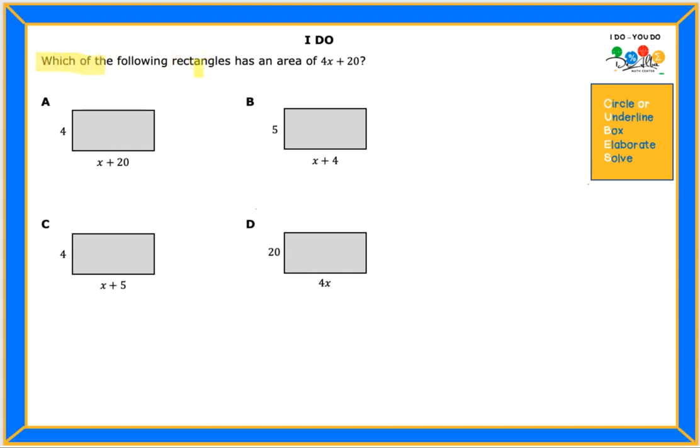Which of the following rectangles has an area of 4x plus 20? This is a short sentence and we can identify the question easily. They want us to figure out the area right here. So we circle, underline, or highlight, and we box the question.